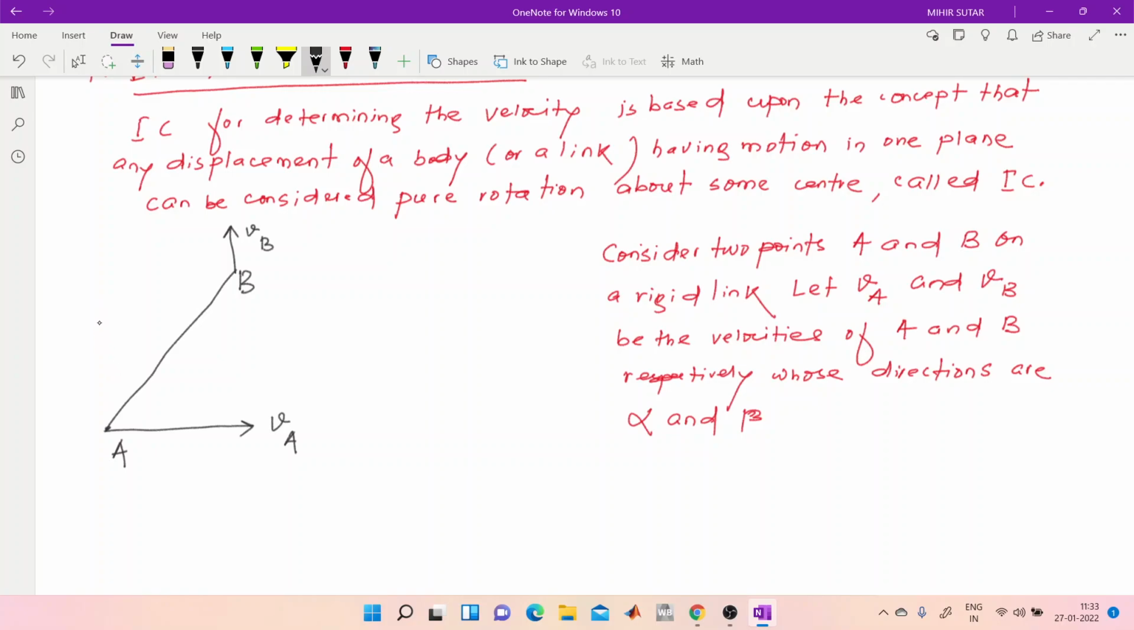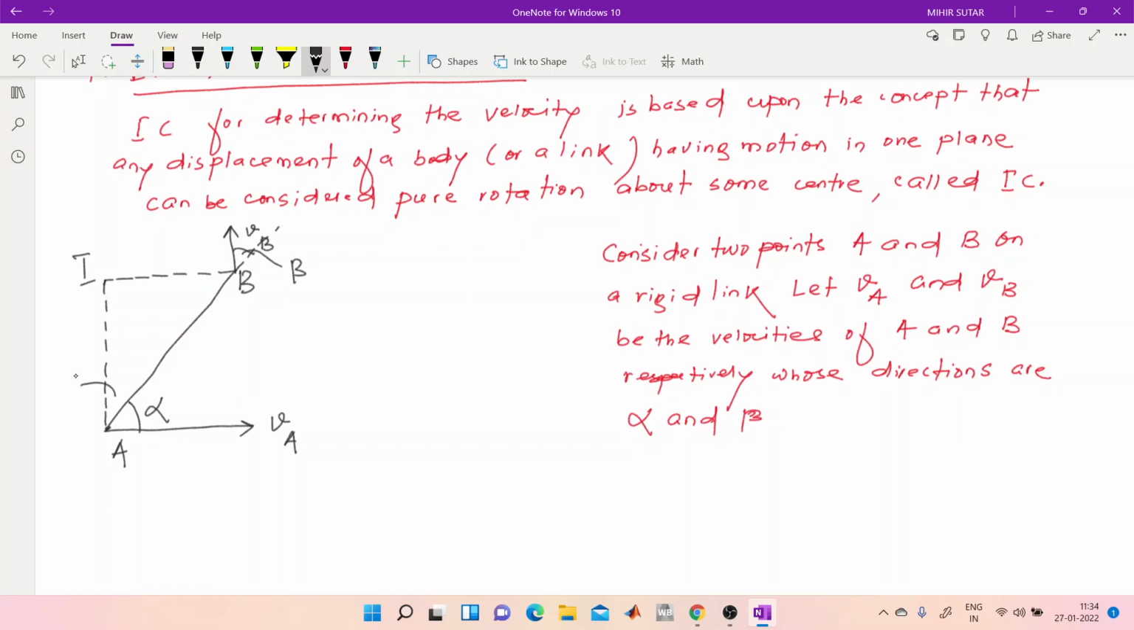Now if you drop normals from these two velocities respectively, like this fashion, this is normal to VA and this is normal to VB, then they will meet at the instantaneous center. Now about their directions, if I say this is alpha and this angle is beta. Am I clear? Is it visible to all of you clearly? Yes, sir.